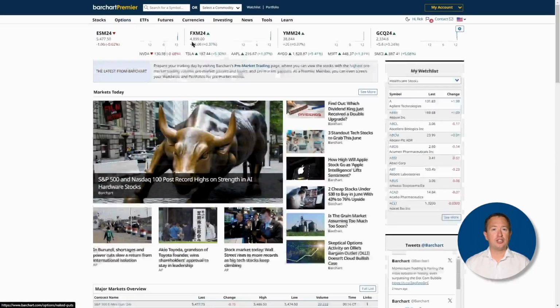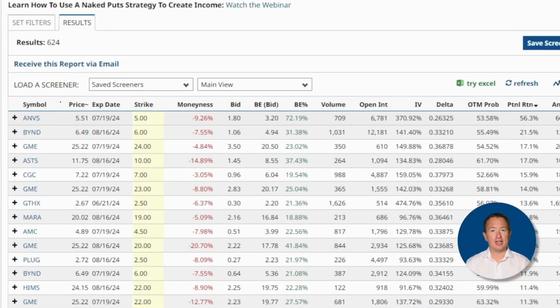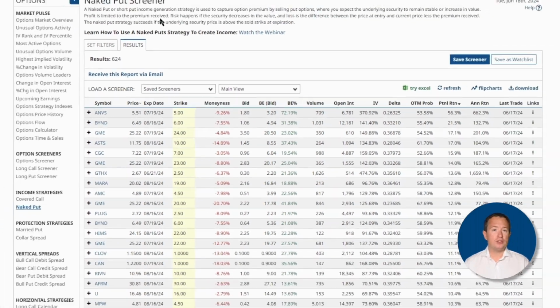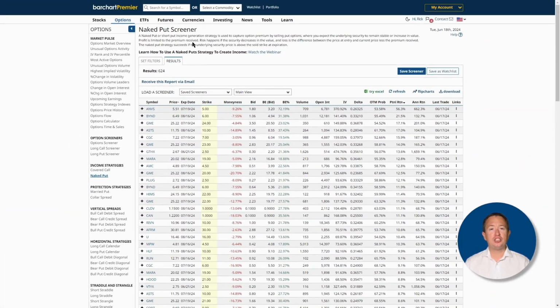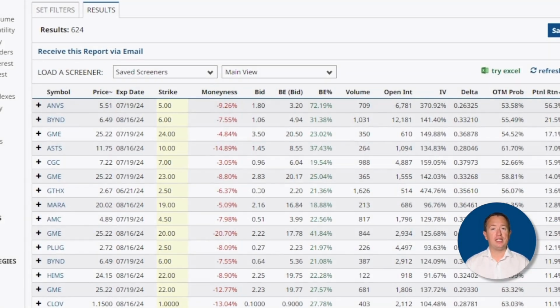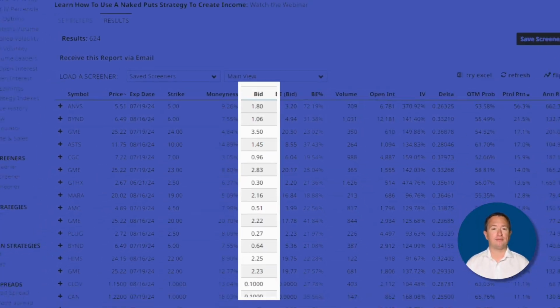The results page will list potential trades and different values in the headings, including underlying security, expiration, bid prices, delta, and OTM probability. The goal of using a naked put strategy is to generate income through the premium received from selling the put option. And you'll find the current premiums here in the bid column. That's your maximum profit.